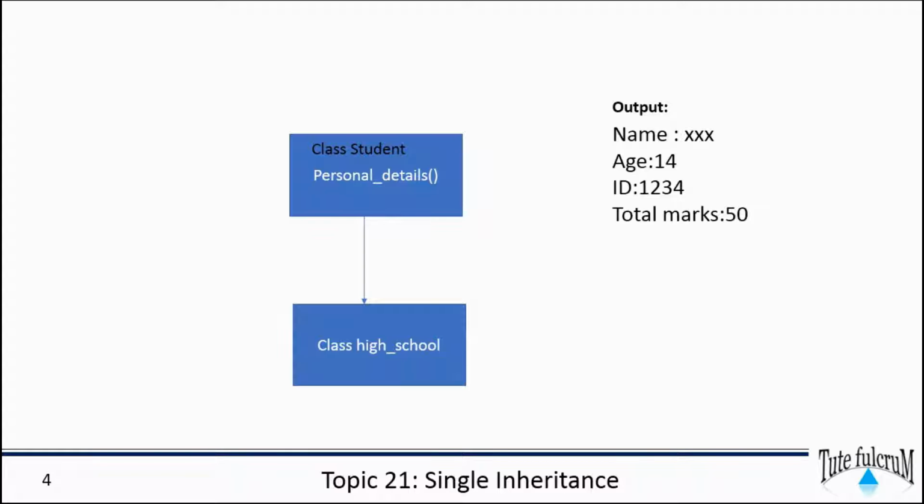So here, the base class student is deriving the child class high school, and the expected output is shown on the right. It is expected to give the details like the name, age, ID and the total marks of the student. The total marks are computed within the derived class. So let's see how we are going to implement this in the C++ programming language.